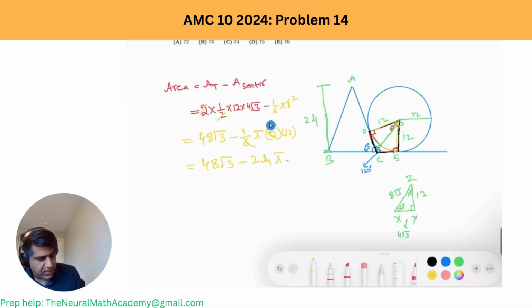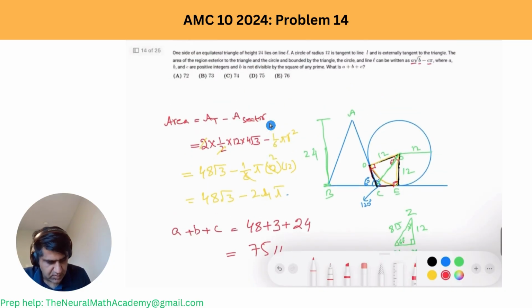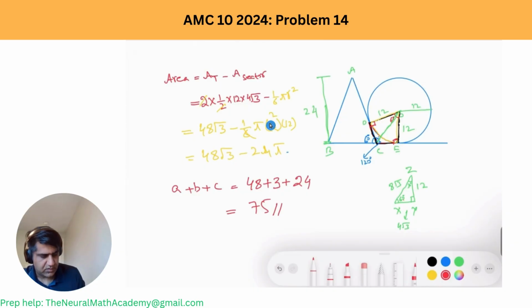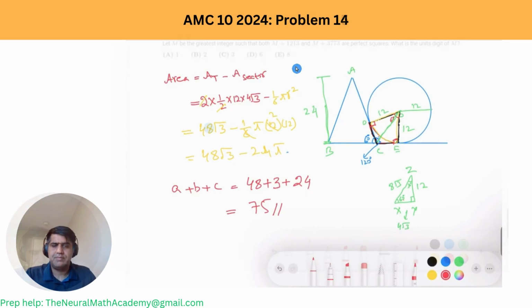So from here now I can simply read a plus b plus c. So a plus b plus c is equal to 48 plus 3 plus 24, and then the answer is 75 that I get. So this is how we can simply solve this problem.